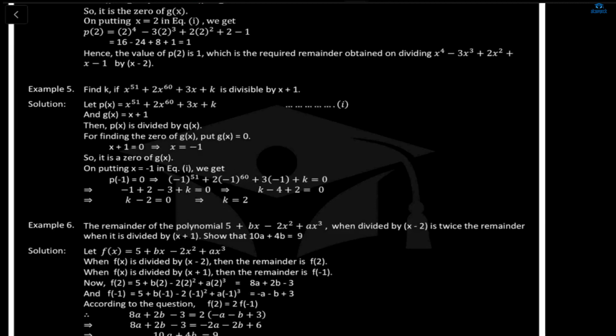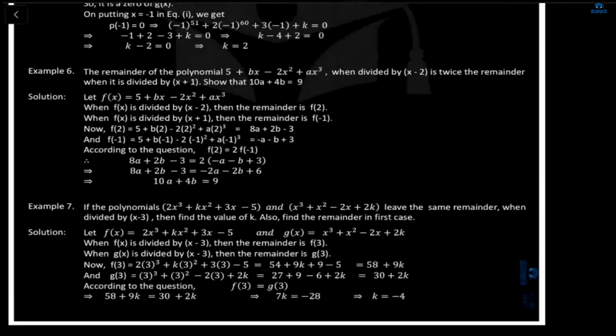Similarly, 2-3 more questions that you can check. The remainder of the polynomial 5 plus bx minus 2x square plus ax cube when divided by x minus 2 is twice the remainder when it is divided by x plus 1. Now here the question is a little bit twisted, but the same concept goes on. You just need to understand what it is asking and what is given.